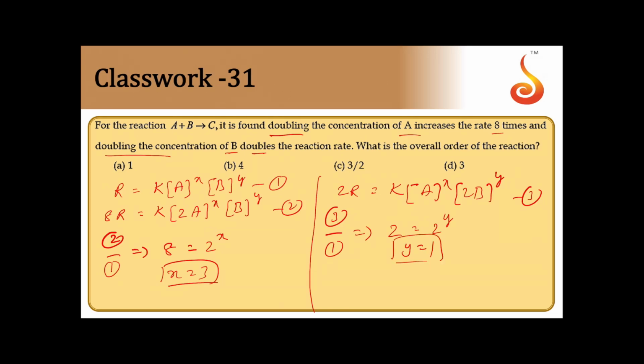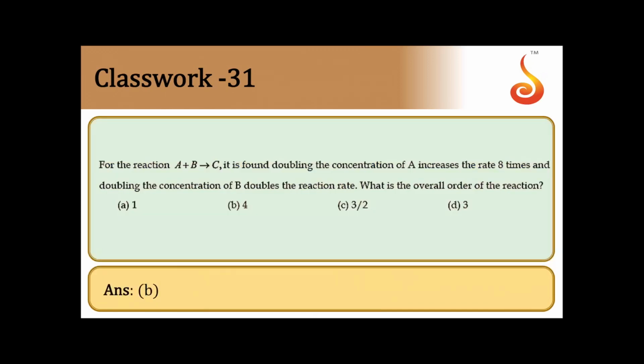So X is 3 and Y is 1. So order will be 4. So the option is option B, fourth order reaction.